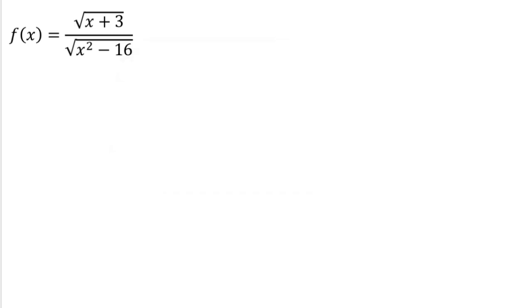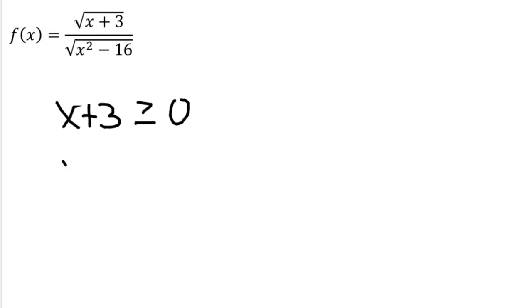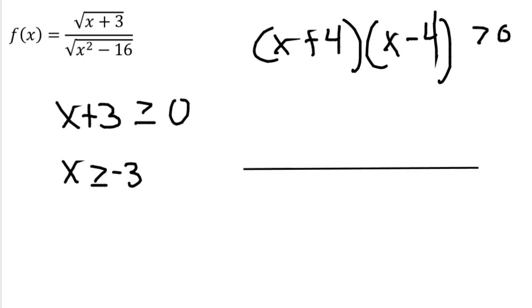Now, how about this one? This function has a rational function and a radical function on both the numerator and denominator. Again, we're going to use our method. The first step is to set the numerator greater than or equal to 0, and we're going to set the denominator greater than 0. Okay, now we do have our critical numbers, which are -3, 4, and -4.